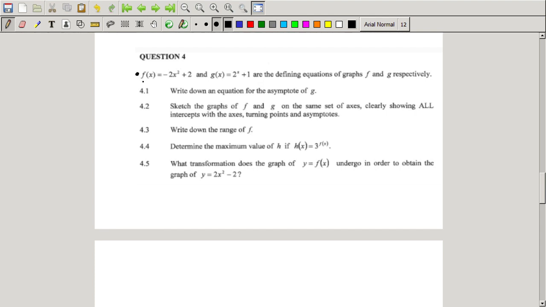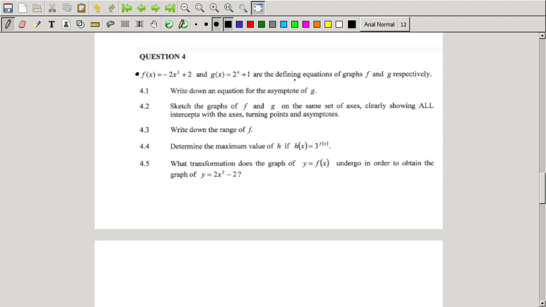The first statement says the function f of x is equal to minus x minus 2x squared plus 2. This is a parabola. It's a quadratic function. You see it by the power of 2. And g of x is equal to 2 to the power of x plus 1. This is an exponential function. You see it by 2 raised to the exponent of x.